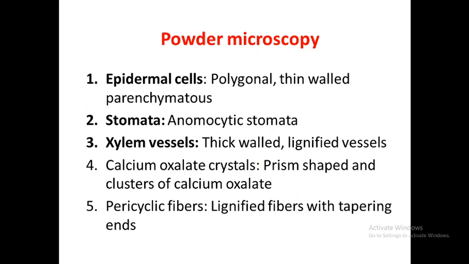The powder microscopy of eucalyptus shows the epidermal cells which are polygonal and thin wall parenchymatous cells. The stomata, again this is the anomocytic stomata. Then lignified xylem vessels are also there in eucalyptus powder. Then prism shape and clusters of calcium oxalate crystals. Then eucalyptus also contain pericyclic fibers which are lignified with tapering ends.